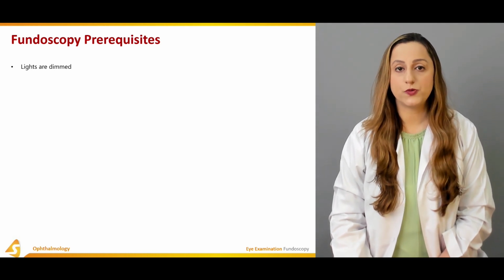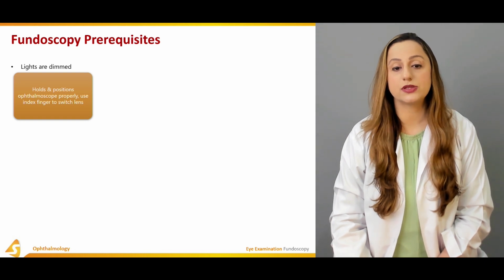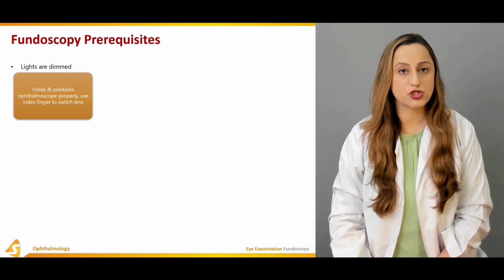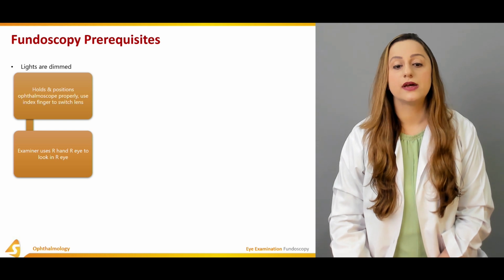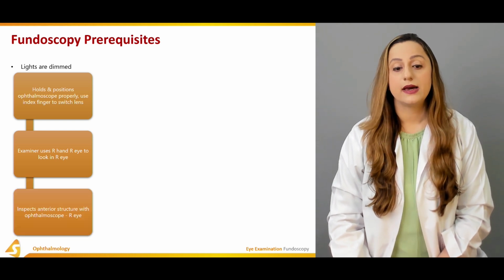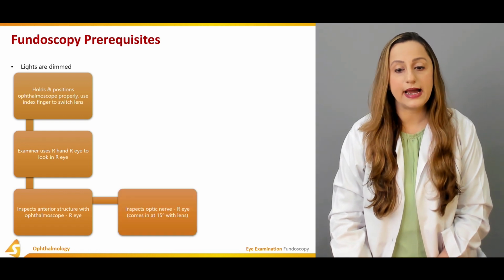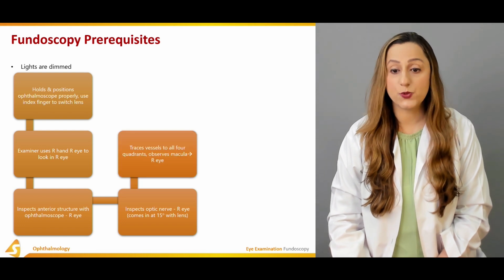Then we have the fundoscopy prerequisites. Lights are dimmed. First of all, hold and position the ophthalmoscope properly. Use the index finger to switch the lens. Examiner uses the right eye to look in the right eye. Inspects the anterior structures with the ophthalmoscope, that is usually the right eye. Inspects the optic nerve. Right eye comes in at 15 degrees with the lens.